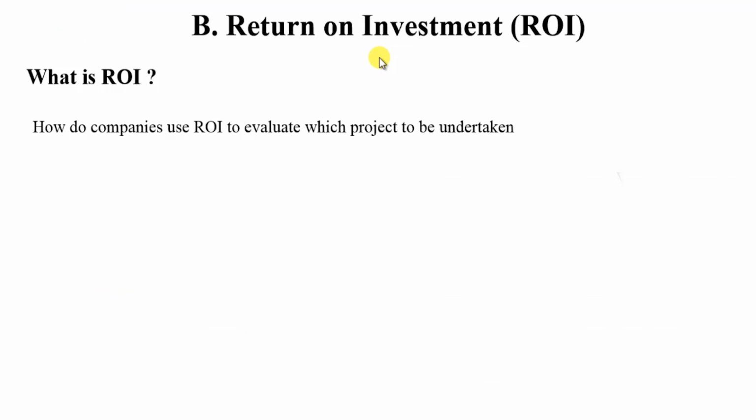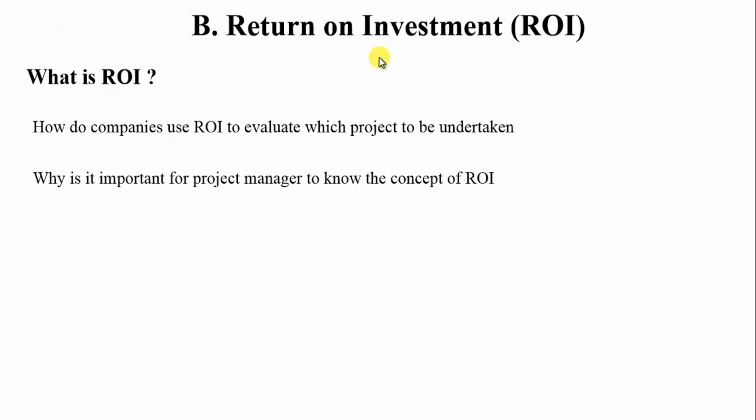return on investment concept. Next comes the point of why it is important for project managers to know the concept of ROI. So till now, whatever return on investment computation we've done, we had done it from a company's point of view.